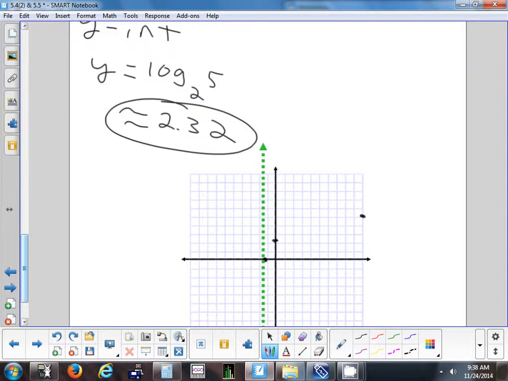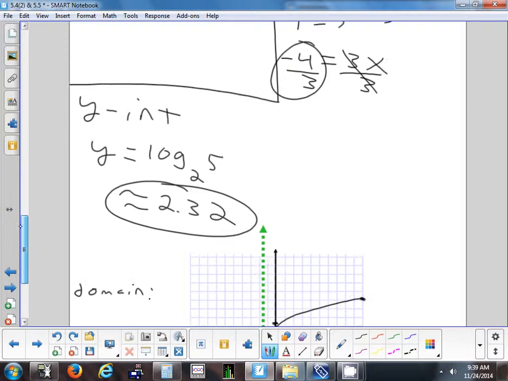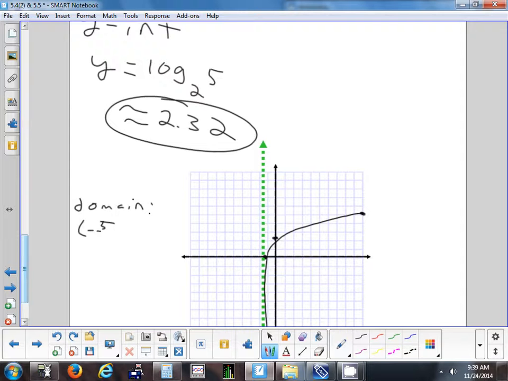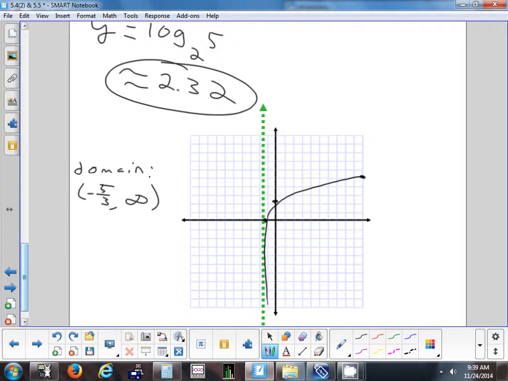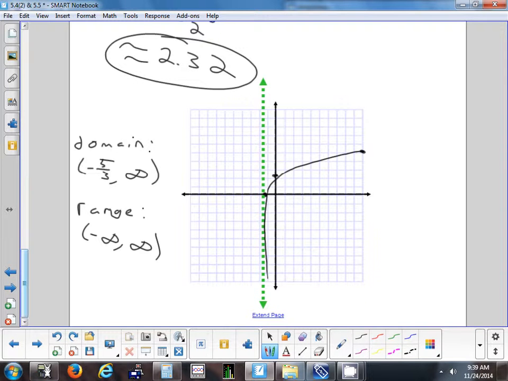Okay, and just try to connect that the best you can. So remember, it comes down and it just gets closer and closer to our asymptote. There's a good picture. So our domain is everything from the asymptote to the right. So what was it, negative 5/3? Our range goes up and down forever. Asymptote, we already found that. So I think that's all I want. Any question on that? So that's how you do those kind of graphs.